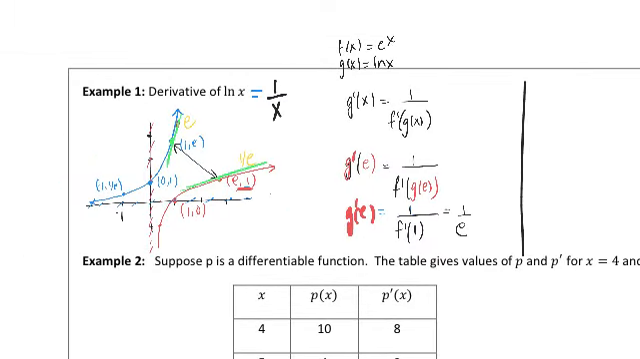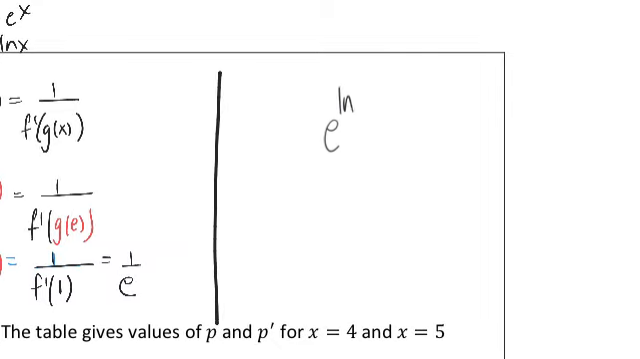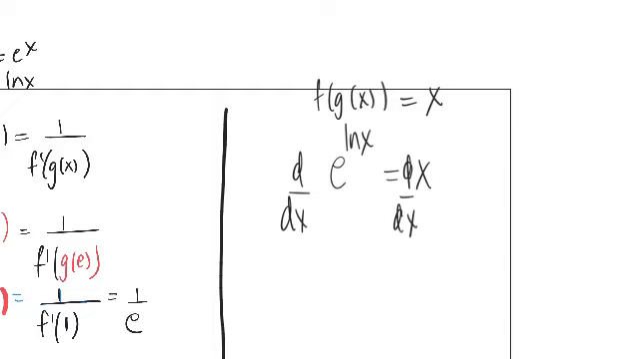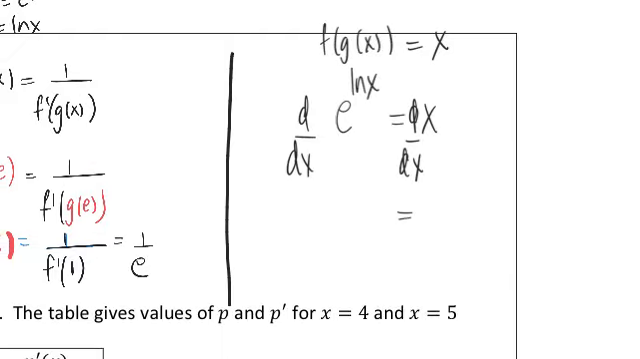You can just start with the equation e to the ln x is equal to x. By the way, this is like saying f of g of x is equal to x. That's just a statement that the two functions are inverses. And then you can differentiate both sides. And you would get this on the right is just 1, and this over here is a chain rule.